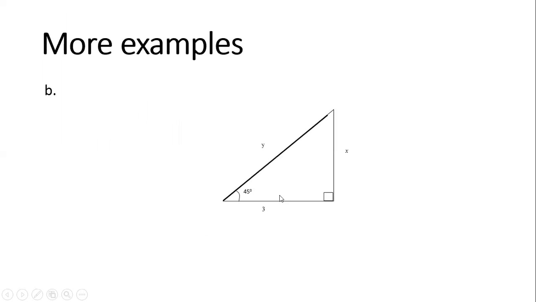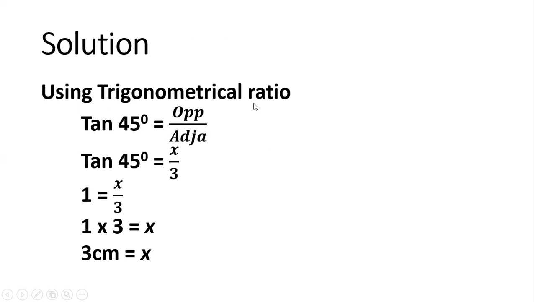Another example, we have angle 45 given, then the opposite is x, adjacent is 3, hypotenuse is y. So we can find that using our trig ratio, tan, which is opposite over adjacent, that's x divided by 3. So what's the value for tan 45 degrees?